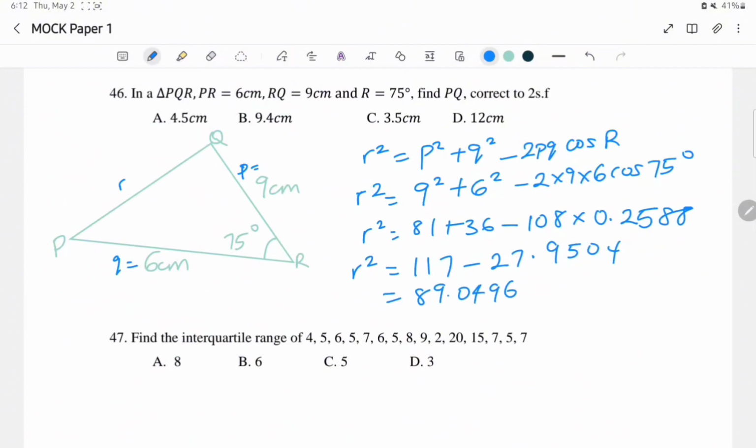If I take away this answer from 117, I'll get 89.0496. However, this is r squared, and I'm actually looking for the value of r. That means r is going to be the square root of 89.0496, and that will give me 9.437. We're asked to approximate to two significant figures. This is the first, this is the second. Since 3 cannot make me round up the 4, the answer is 9.4 centimeters. Option B.